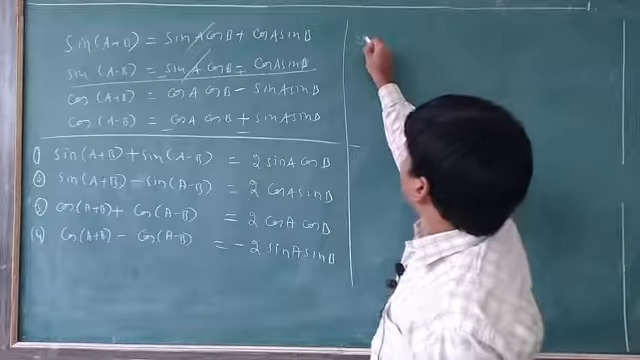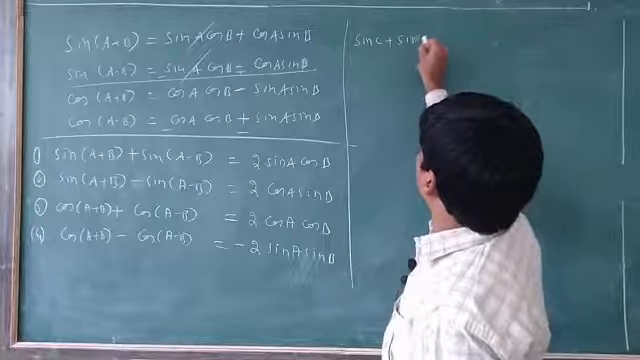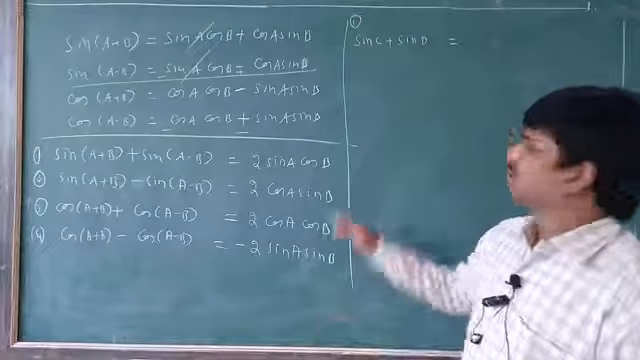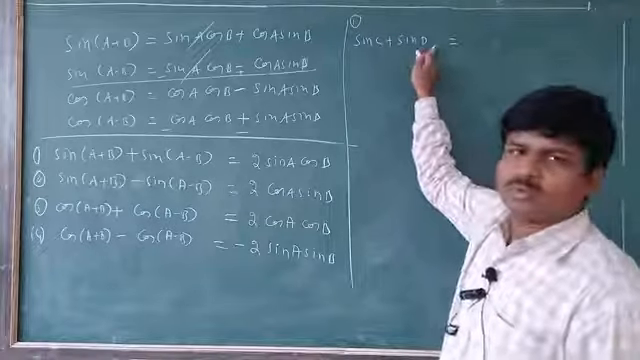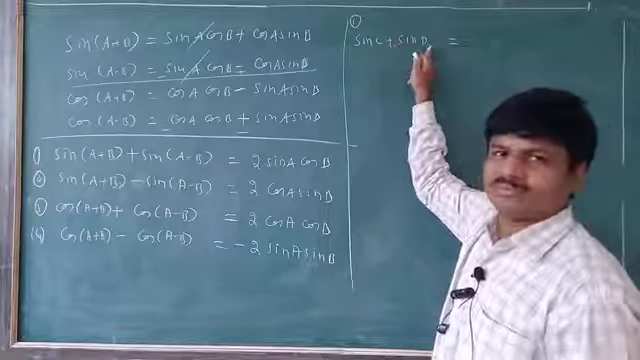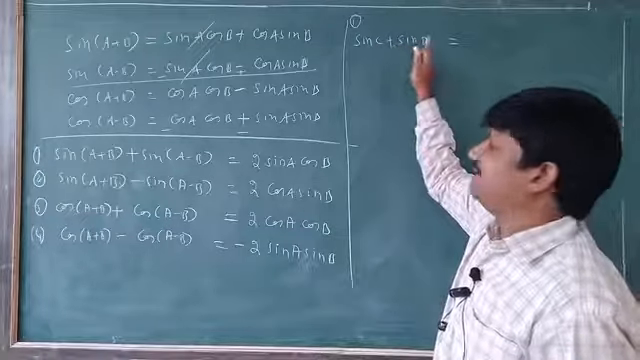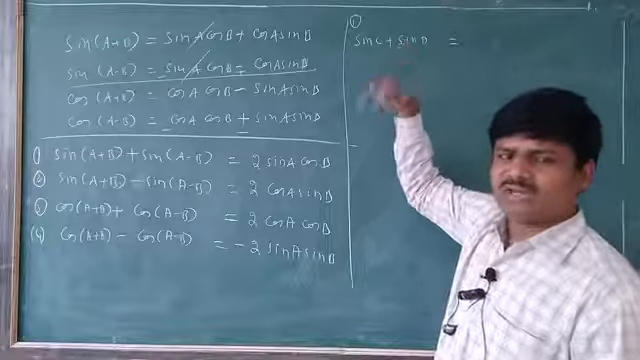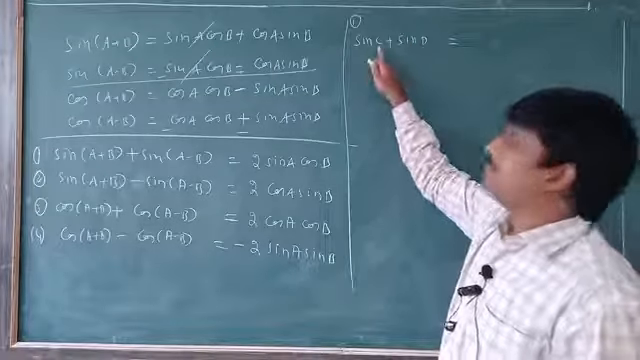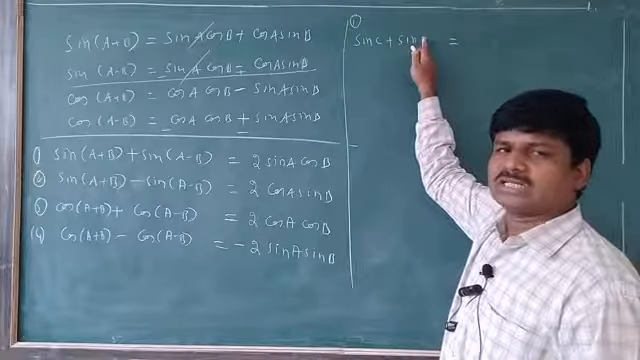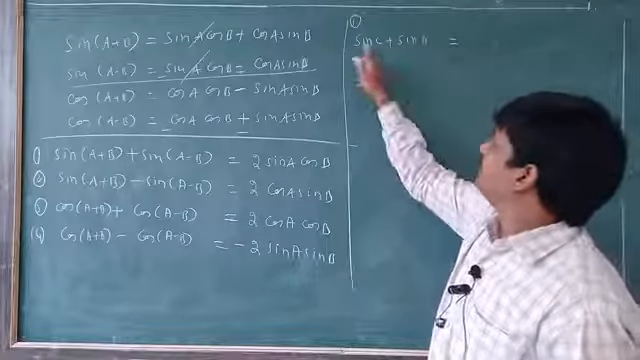Remember the sin c plus sin d formula. First one, sin c plus sin d. C and d, you can take a and b also, no problem. You can take x and y also. Sin x plus sin y, or sin c plus sin d, you can take any one. For our convenience, here I am taking sin c. C means some variable, some angle. D also some angle.